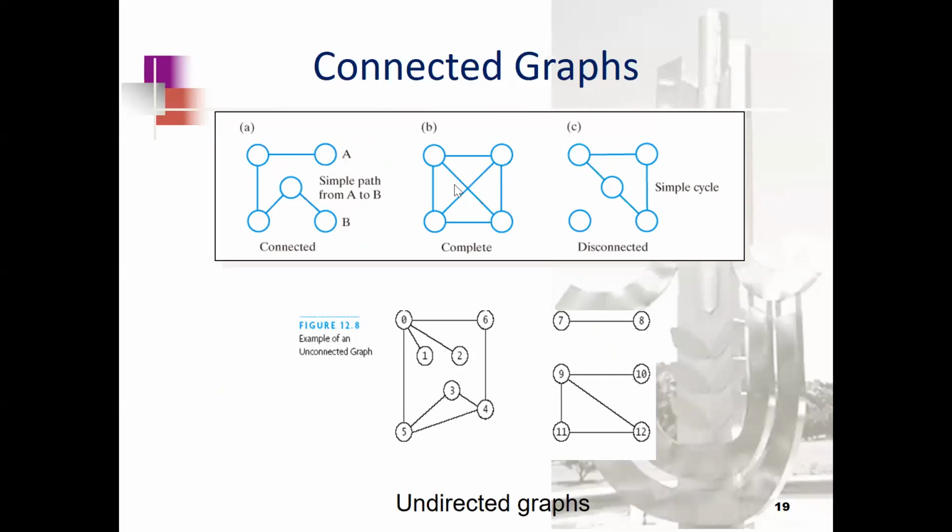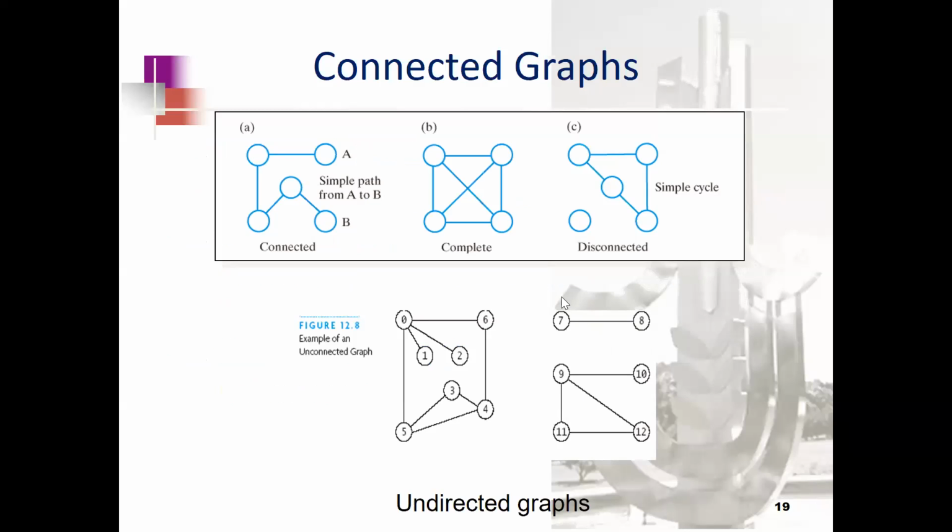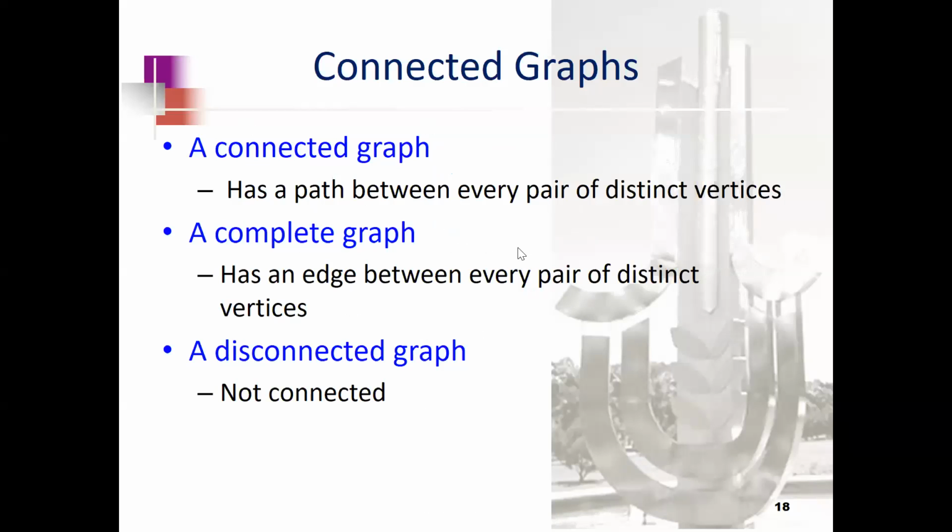Kemudian, a complete graph has an edge between every pair of distinct vertices. Okay. Every pair. What does it mean here? So you can see here, for example, this vertex are connected to this vertex, and this vertex can go to this vertex. So it means that there is a pair. Okay, pasangan.